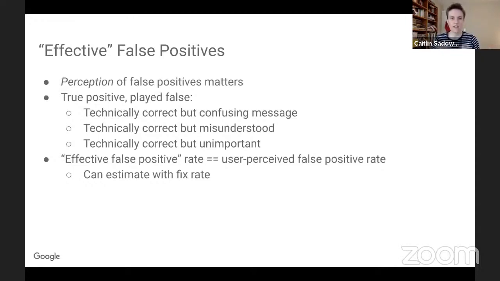If it's, again, technically correct, but it's just not important, so people don't want to make the fix, then again, it's an effective false positive. So the effective false positive rate is the user perceived false positive rate of the tool. And because it's a user perceived thing, we can't really measure it exactly, so we have to measure it by proxy. You could estimate it with the fix rates, or you could also do what we do, which is actually ask people whether results are useful or not.